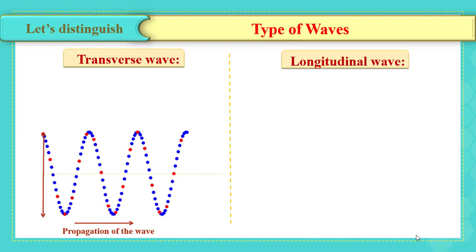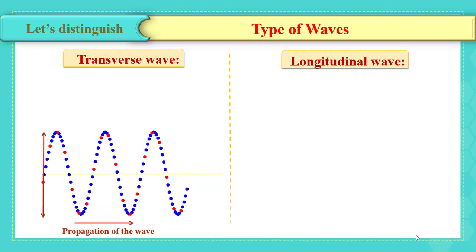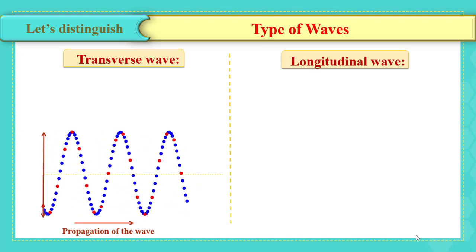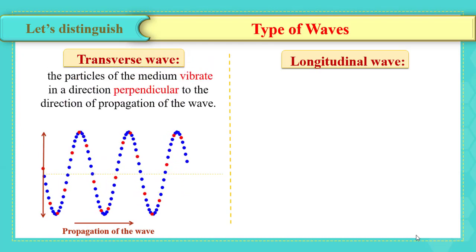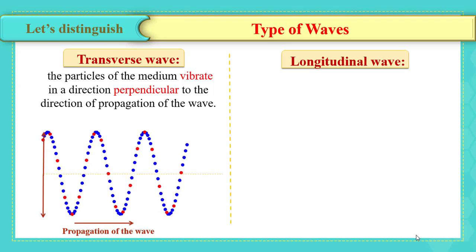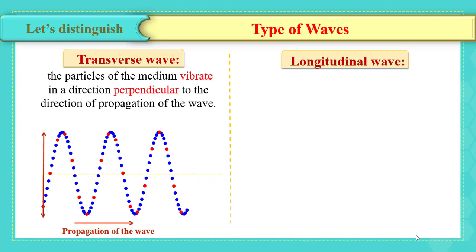We have two different directions. The direction of the particle's vibration is up and down, whereas the wave propagates forward. It's clear that in this case, particles of the medium vibrate in a direction perpendicular to the direction of propagation of the wave. This is a transverse wave.